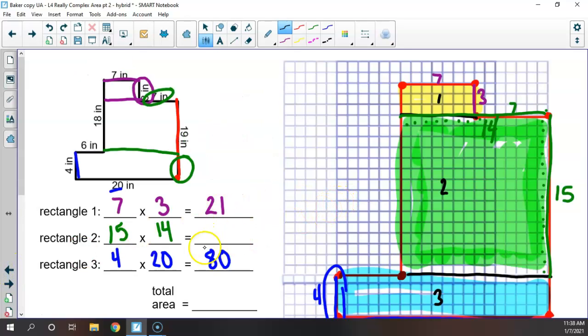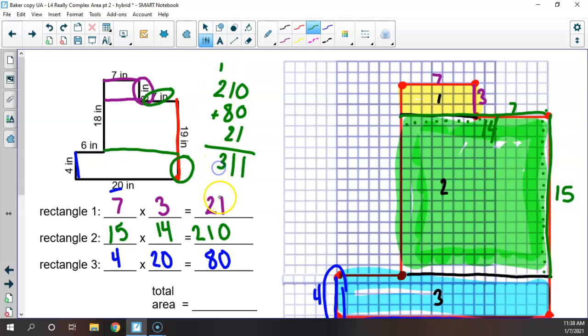So I'm going to go ahead and go back and write 210 in my answer. Now I did try to line them up, but if I need to rewrite them, I can. I always like to put the biggest number on top and rewrite them maybe up here to find out the total area now for all 3 rectangles put together. So we have 0 plus 1 is 1. 1 plus 8 is 9, plus 2 is 11. Carry the 1. 2 plus 1 is 3. That means that the total area of this figure is 311.